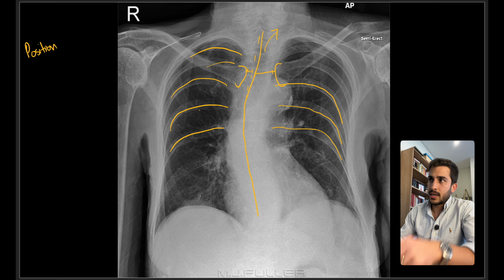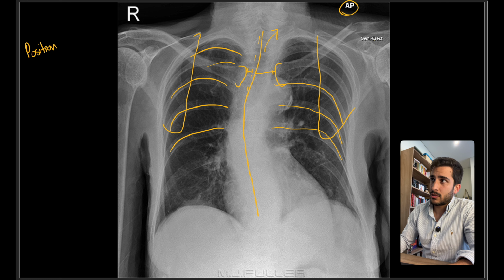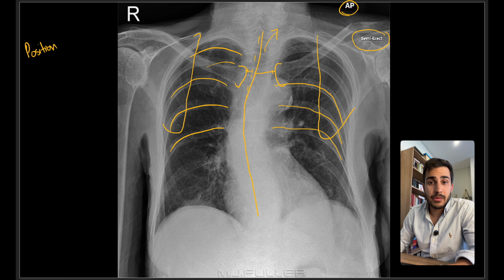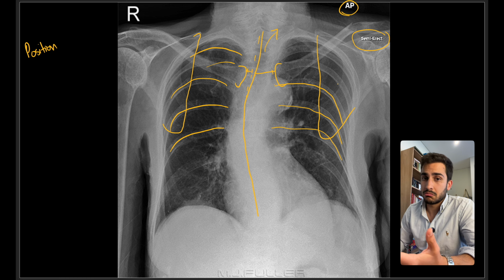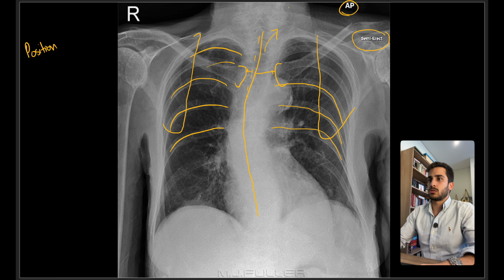Looking at the position of the scapula, again, this one, the scapula is inside the lung field, so not ideal. They should have had the patient sort of roll their shoulders forward. However, we can see that this x-ray was taken in the AP orientation, and it says semi-erect, meaning they were not standing up in the PA position that you would normally have them. They were sort of sitting up halfway, and they're in the AP position, so they're facing the x-ray tube.